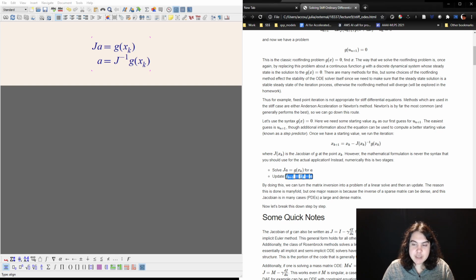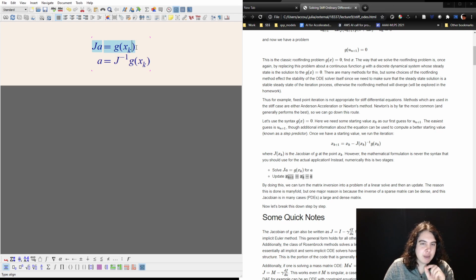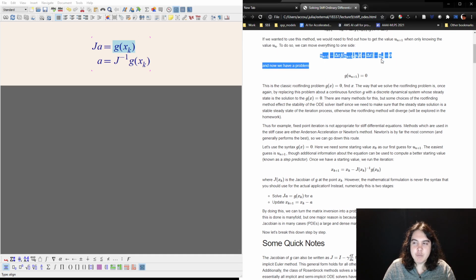Then the next thing is, after you calculate A, you just do the update equation using A, right? So the core to this problem of doing Newton's method is actually solving a linear equation, where the matrix in your linear equation is J, and the right hand side is just an application of the root finding function.